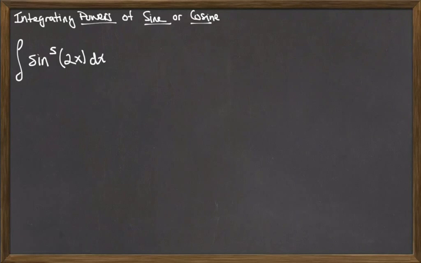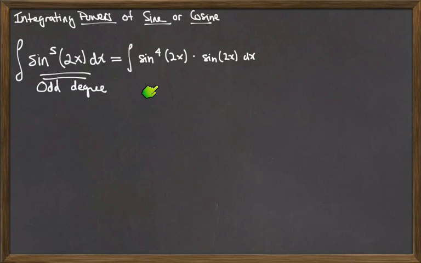In this video, we'll look at integrating a power of sine or cosine, and the example I've chosen is the integral of sine to the fifth of 2x. The first observation to make is that the power, 5, is an odd degree. When I have an odd power of sine, what I will do is separate it into an even power and then one extra factor. So I've taken it to be sine to the fourth times sine of 2x.